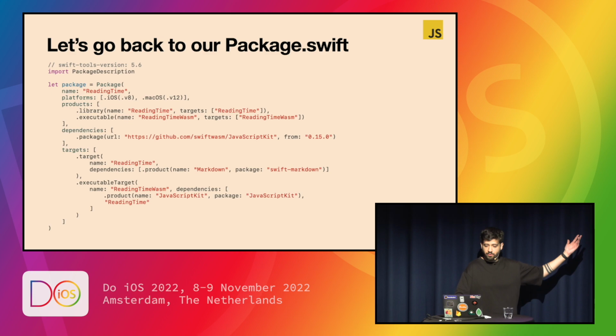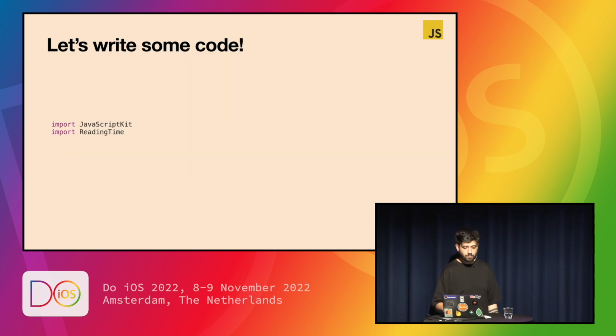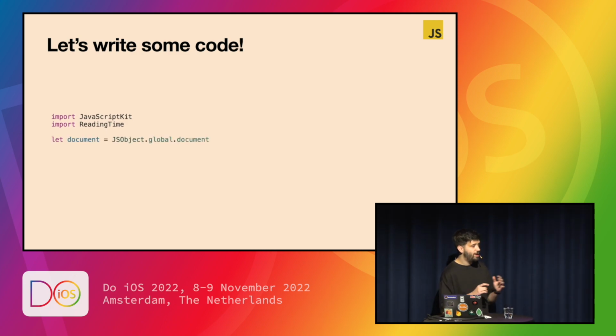And then we define an executable product so that Carton can find it, and it can generate the WASM binary from it, and it can do all the magic that happens behind the scenes with Swift WASM. So we can write some code. So we import JavaScript, we import reading time, and then it freaked me out when I saw it. It will look exactly like JavaScript, but trust me, it is Swift. I'm not cheating. You can look at the code on my repo, and you can run it yourself.